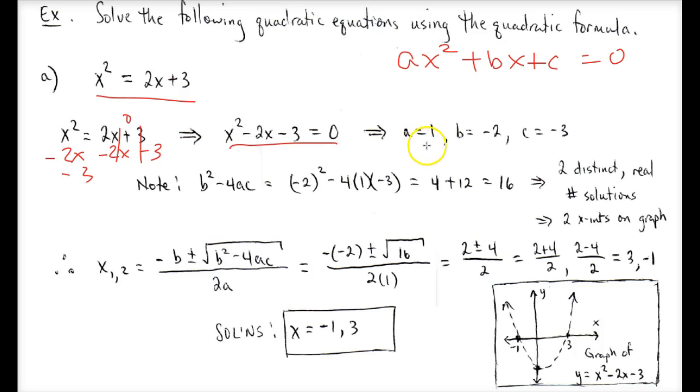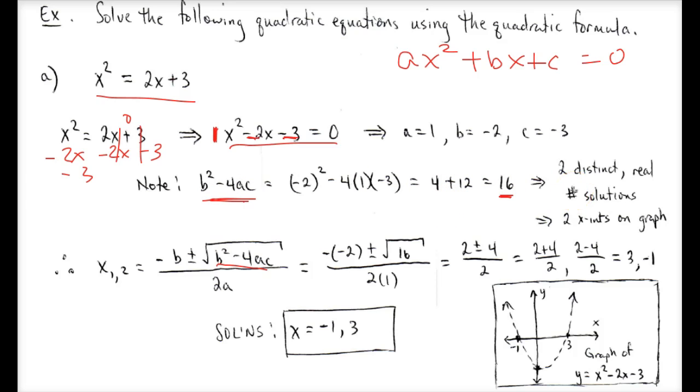From that point, we extrapolate what a, b, and c are. Since we have nothing here, there's an understood 1, so a is 1, b is negative 2, and c is negative 3. Then I take the a, b, and c and plug them into my discriminant, which is also right here, just to see what kind of solutions I'm going to have before I start. I calculate the discriminant, and I end up getting 16.